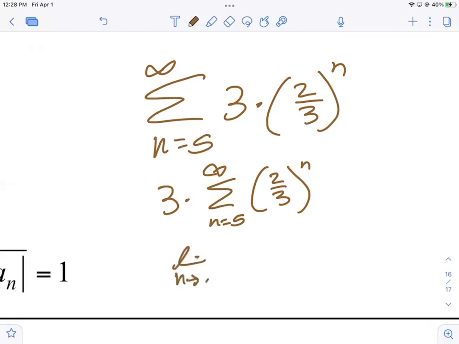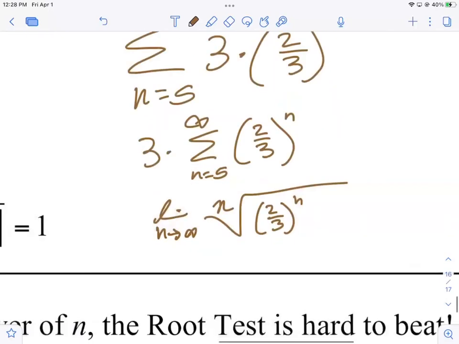The limit as n goes to infinity of the nth root of 2/3 to the n. That equals what? 2/3. Yes, thank you. Oh, it's still up front. Sorry, I forgot to bring it along for the ride. He was in the back of the truck and I hit a bump and he jumped out. You brought him back in. Very good.